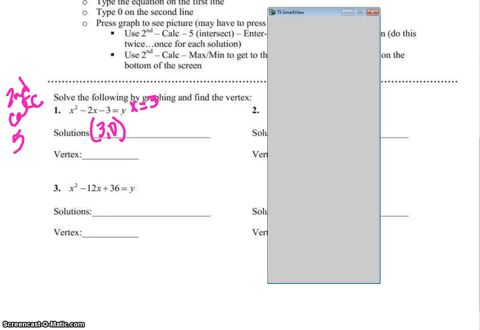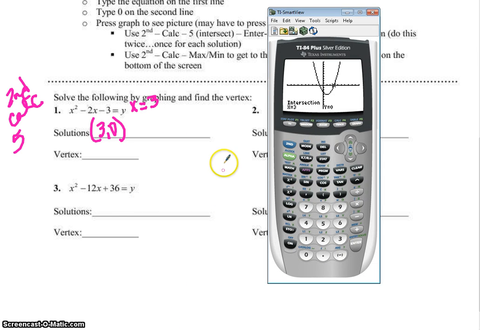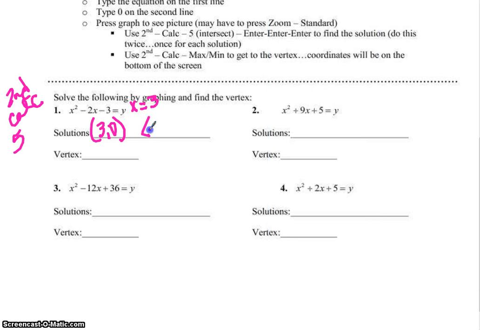Means the same thing. You've got to go through the same steps again to find the other one. So second Calc 5, before you start pressing enter, go over by the other solution. We know it's over here where it crosses the x-axis again. Get close to it, enter, enter, enter, and (-1, 0) is the other solution. Could also be written x equal -1. I don't care if you write the answer as points or if you write x equal. I care that you put two solutions. You've got to do it twice.